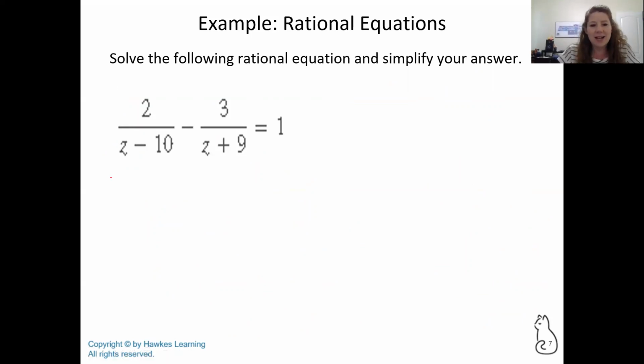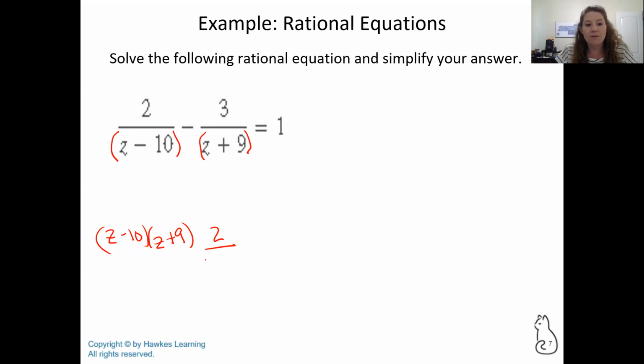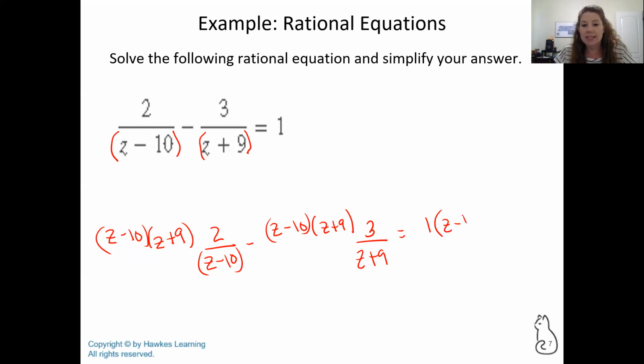All right, so now we have two different denominators. So to get a common denominator, we're going to multiply those two together, which means that our common denominator is z minus 10 times z plus 9. I'm going to multiply that by every single term. Write it again: z minus 10 times z plus 9 times our second term. And then finally, 1 times z minus 10 times z plus 9.